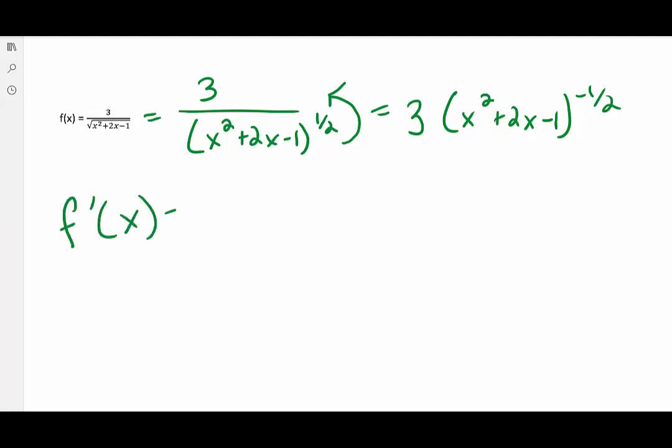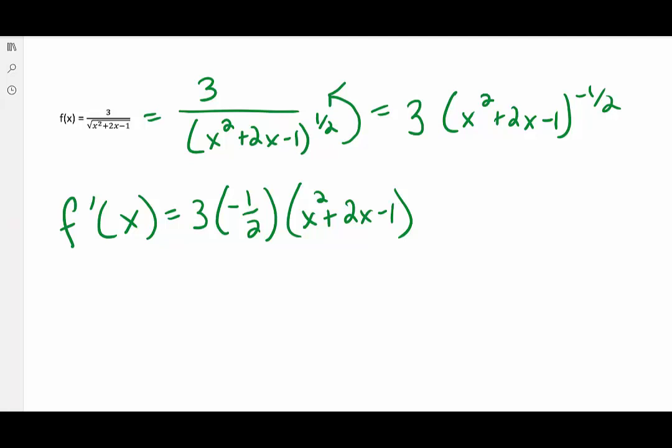So here we go. What's the derivative? We start with the outside part. And what I mean by that is that 3 is going to be multiplied by a negative 1/2. Okay? We're going to leave the inside alone, x squared plus 2x minus 1. But now I need to subtract 1 from the power.